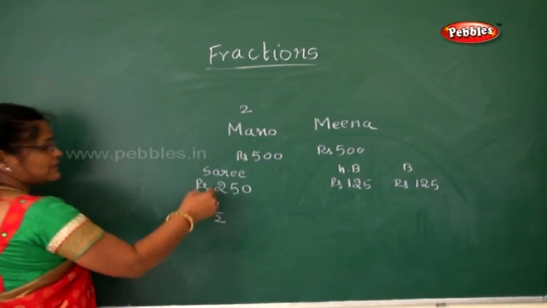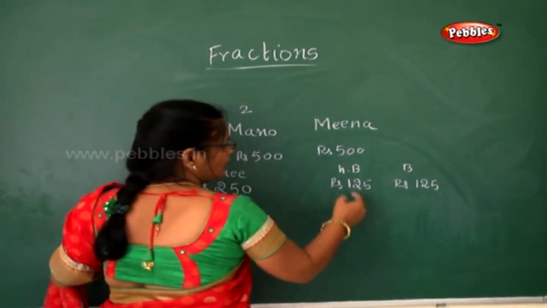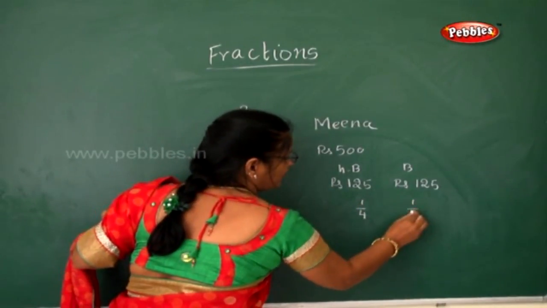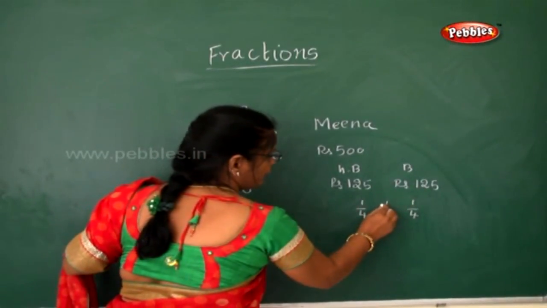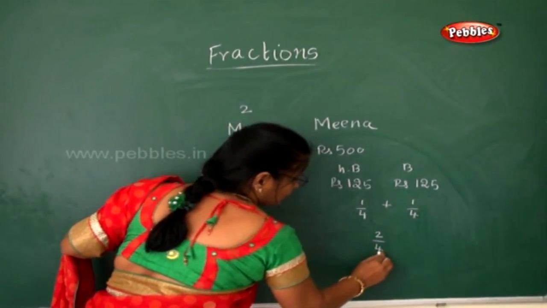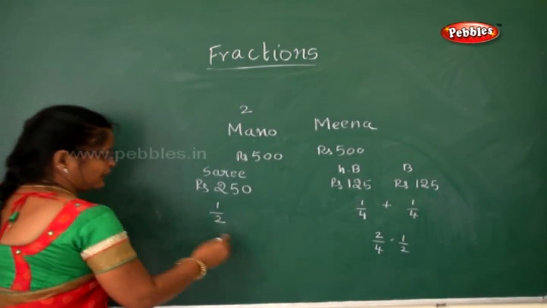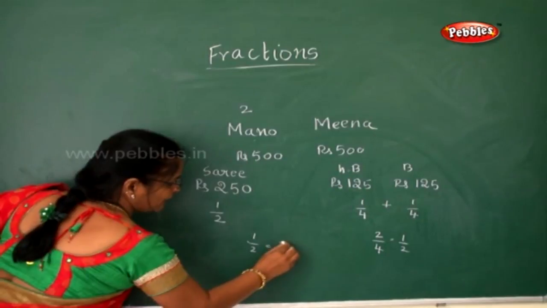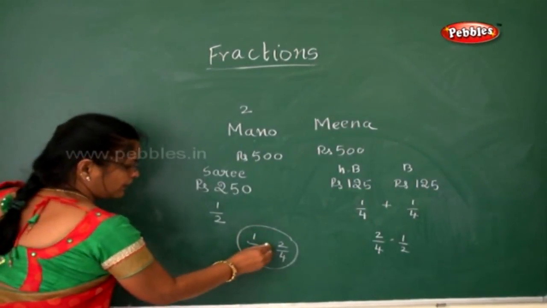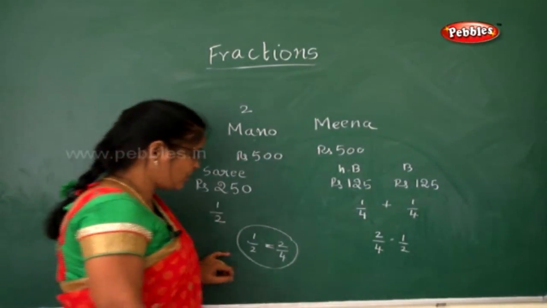That means half of 500. It is 1 by 2. Whereas Meena spent 125 and 125. This is 1 by 4 and 1 by 4 of 500. So 1 by 4 plus 1 by 4 is what? 2 by 4. So it is equivalent to 1 by 2. So this 1 by 2 is equivalent to 2 by 4. This is what we call an equivalent fraction.